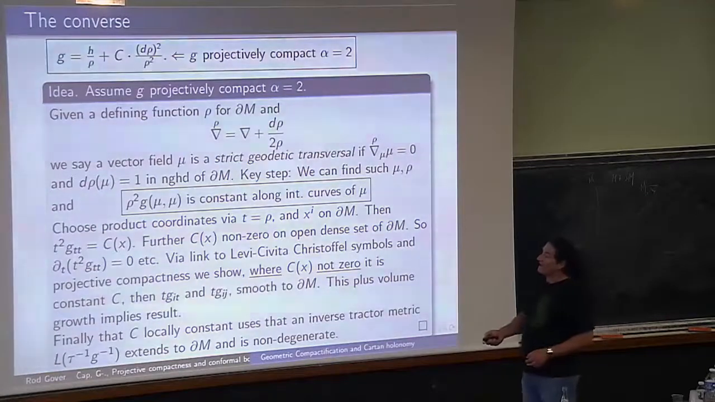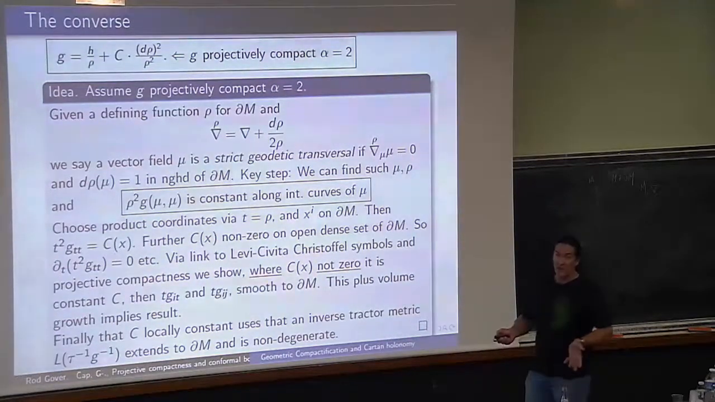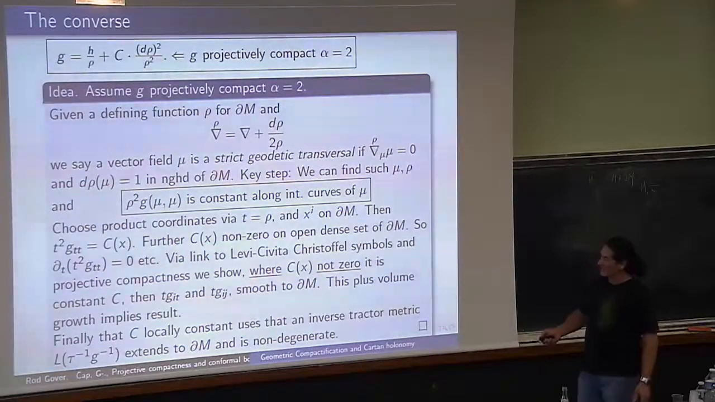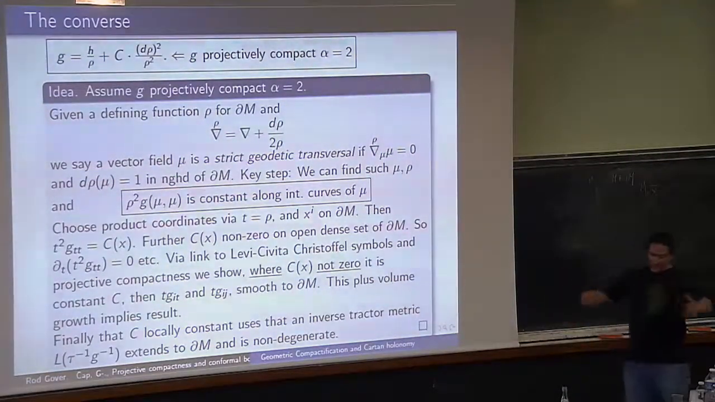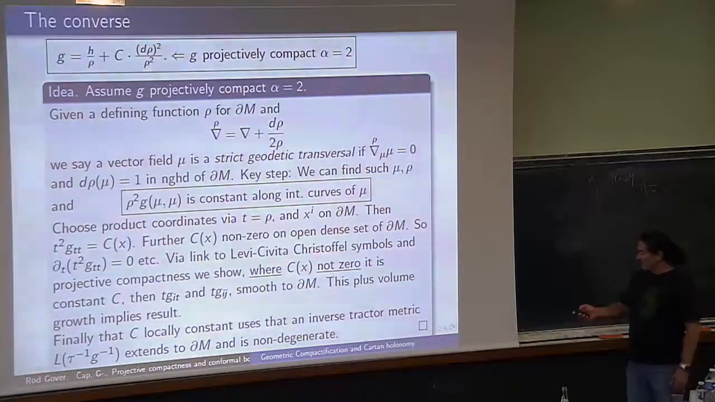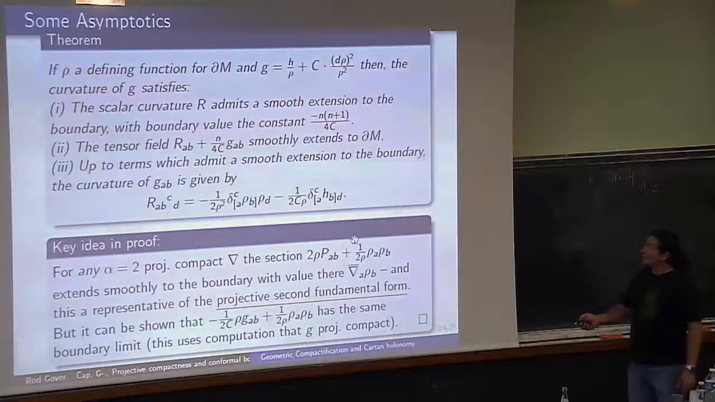And then that contains the information of C, and you end up concluding that C is smooth on the boundary, and since it's mainly constant, it's constant everywhere. Well, locally constant, the boundary may have more than one component. Okay, so that's how you end up showing that.